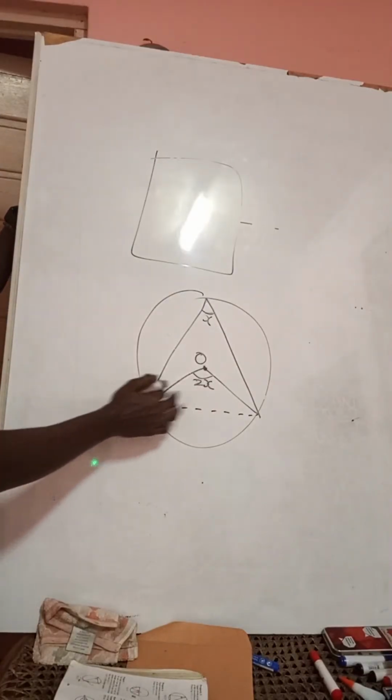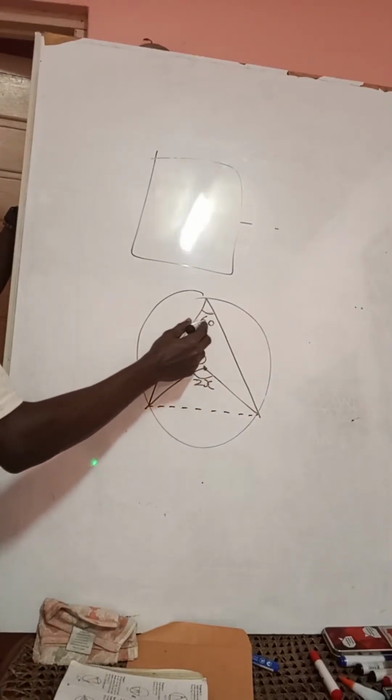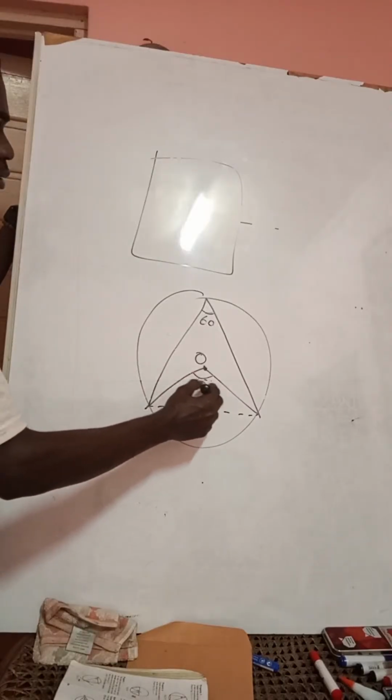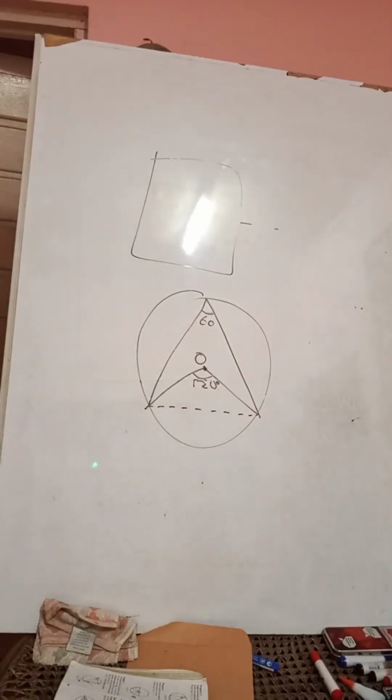So with this one, when you have here 60 degrees, it means here will be what? 120 degrees. Here will be 120 degrees.